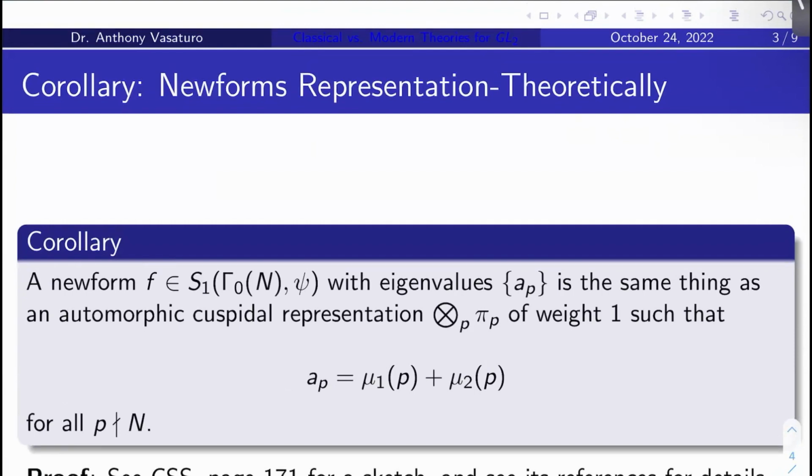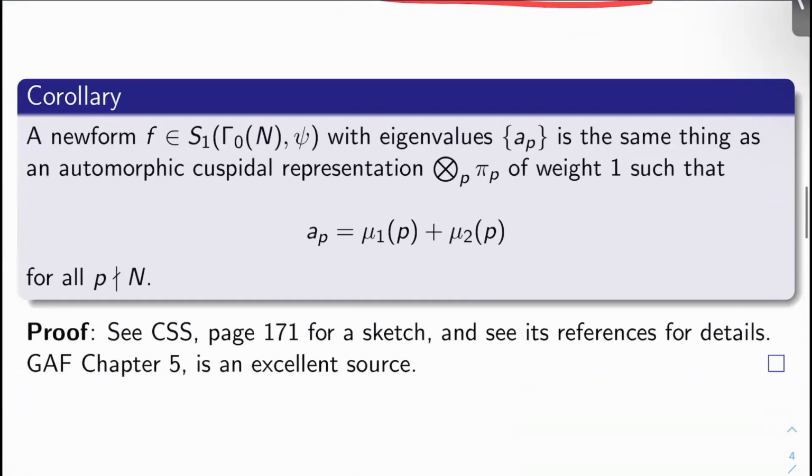So that's interesting. And so what do we want out of this? Corollary, let's look at newforms representation theoretically. A newform f in S_1(Γ_0(N), ψ) with eigenvalues a_p is the same thing as an automorphic cuspidal representation, ⊗_p π_p of weight 1, such that a_p is μ1(p) + μ2(p) for all p not dividing N.